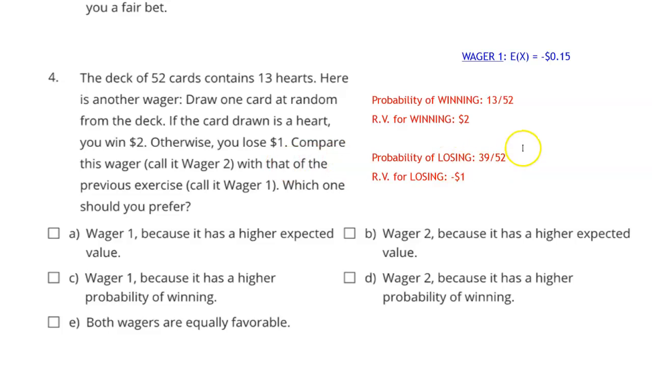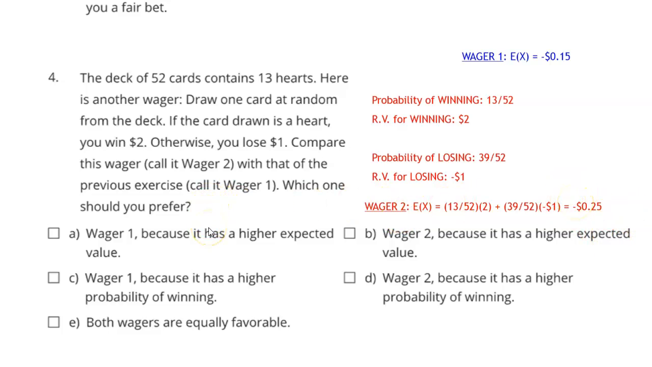So let's figure out the expected value of this game. In order to do that, we calculate the probability times payout and add them all together. That's negative 0.25. So in other words, if you play the first wager, you expect to lose 15 cents every time you play. If you play the second wager, you expect to lose 25 cents every time you wager.